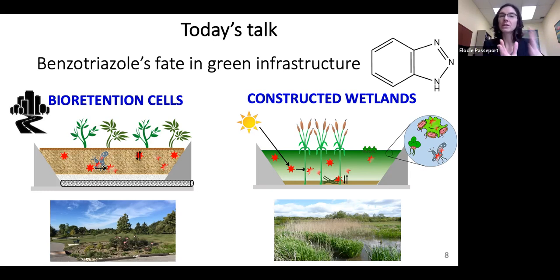And so bioretention cell is one of the systems that help control this volume of stormwater runoff and reduce the risk of flooding. And while the water goes through the soil or the media, some improvement of water quality can occur. And so that's where my research is. Constructed wetlands, it's easier to imagine.